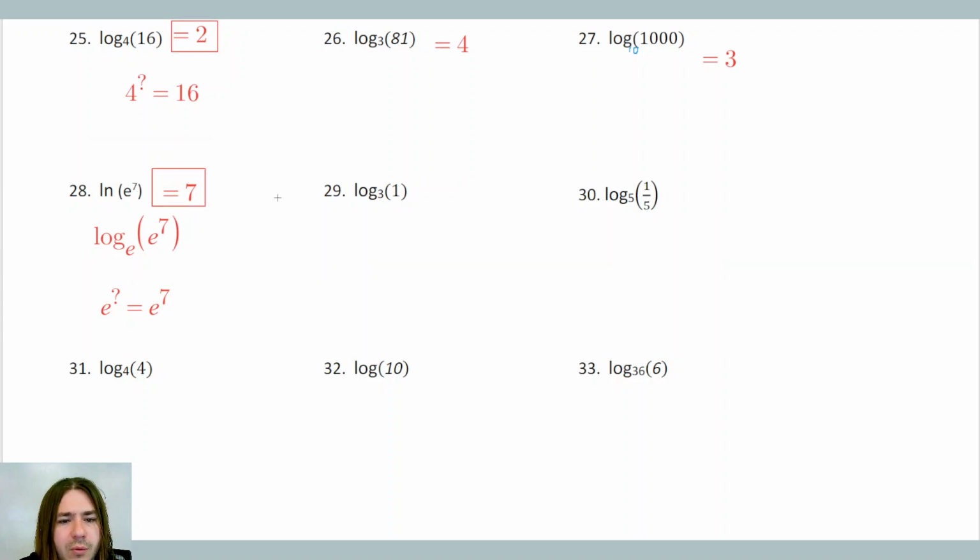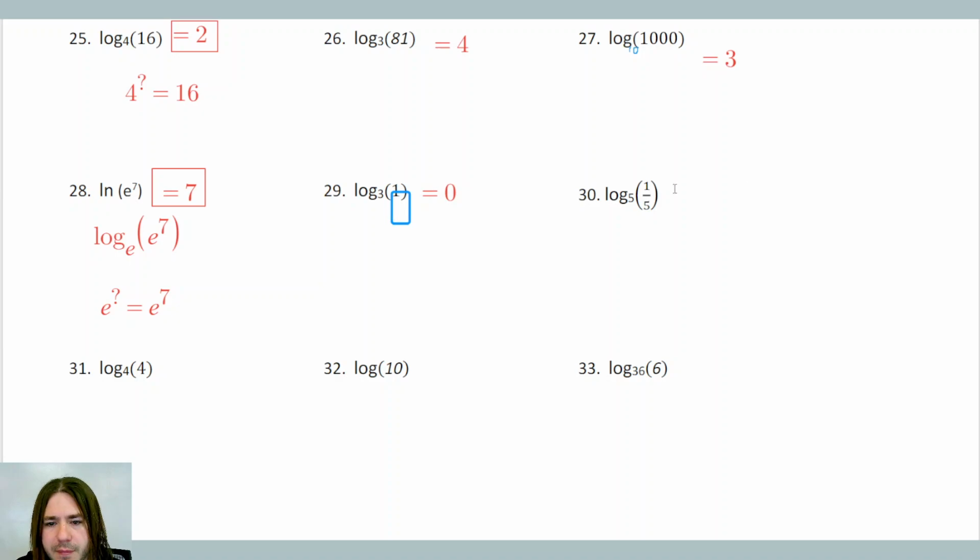Number 29, we've got 3 to what power is 1? Well, anytime you raise a number to the 0th power, it equals 1. So anytime you've got a logarithm where the argument inside the parentheses is 1, it'll equal 0. Okay, it doesn't matter what this is. Anything that is going to be a valid base here is going to equal 0 if the argument's 1, because 3 to the 0 is 1, 4 to the 0 is 1, etc.